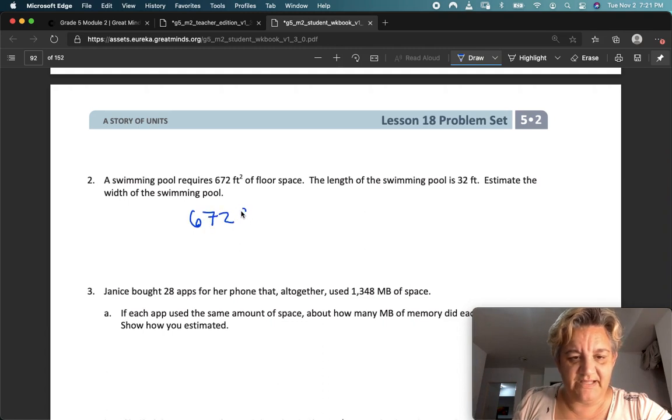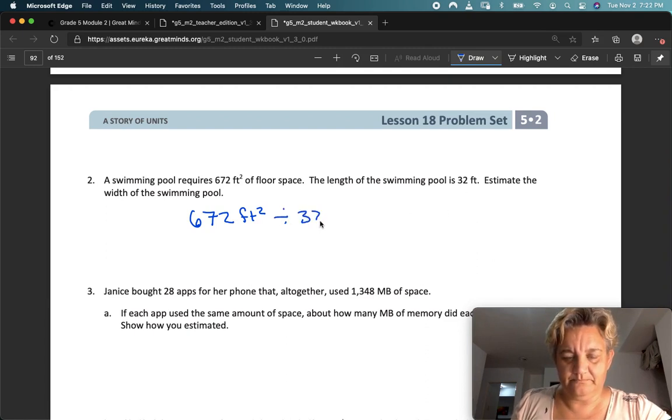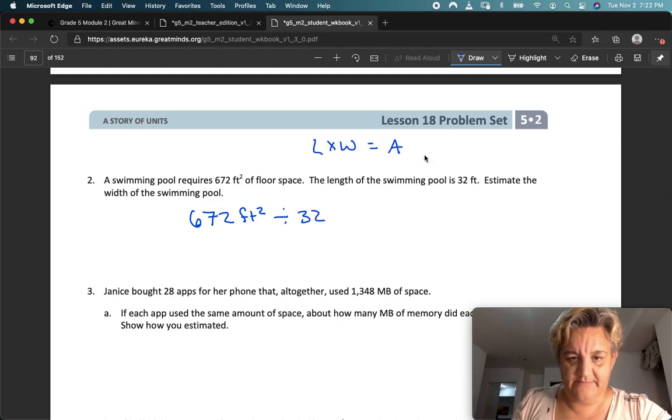So, number 2, a swimming pool requires 672 square feet of floor space. The length of the pool is 32. Estimate the width of the pool. Okay, length times width equals area. When they say floor space, they mean area.